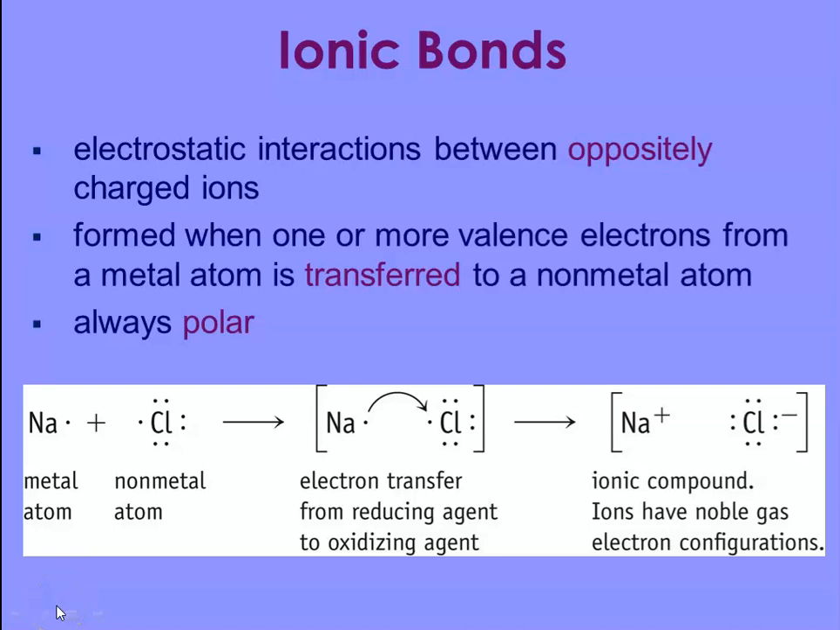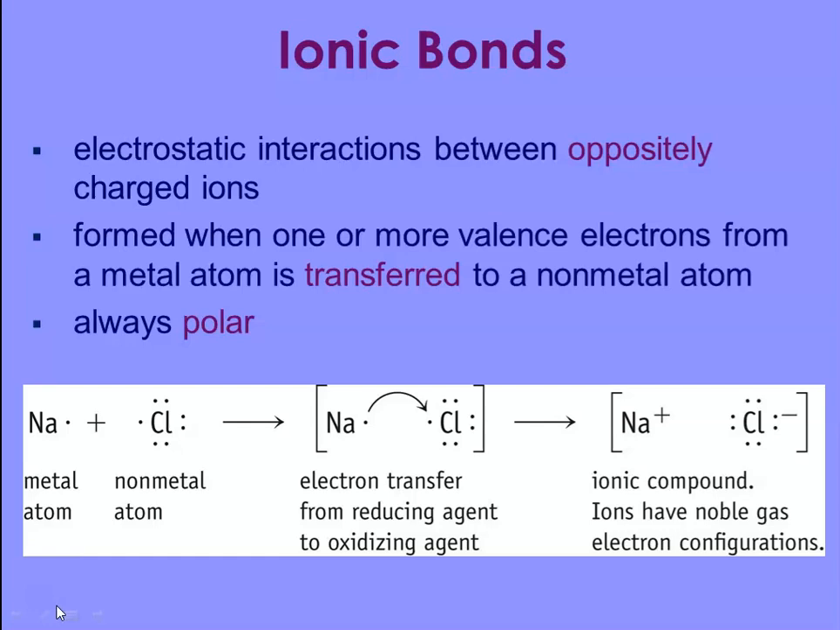All right, so this first section is going to talk about bonding and electronegativity. Ionic bonds are formed between ions and ionic compounds. They're the result of electrostatic interactions that are going to occur between these oppositely charged ions.